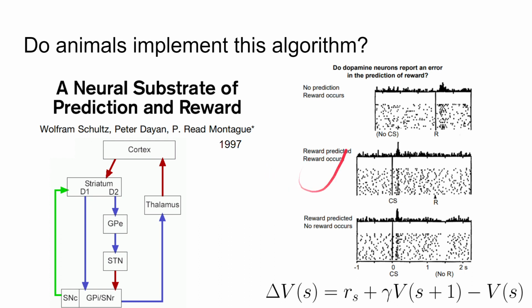Cool. And this is part of why we think of dopamine as something about prediction. It's not a signal of reward, it's a signal of prediction of the reward, or an error in the prediction of the reward.